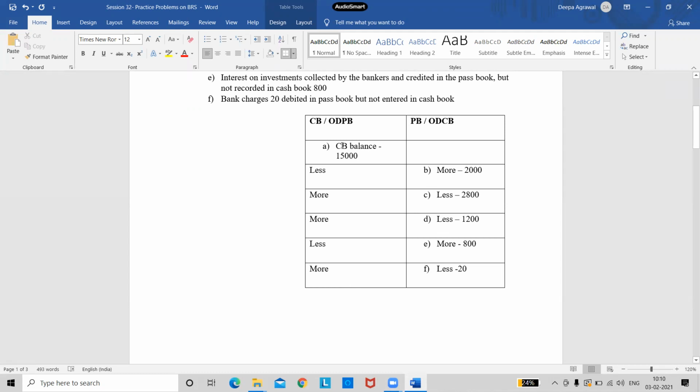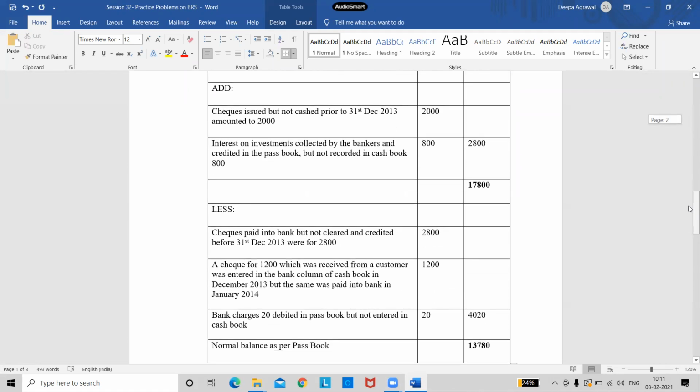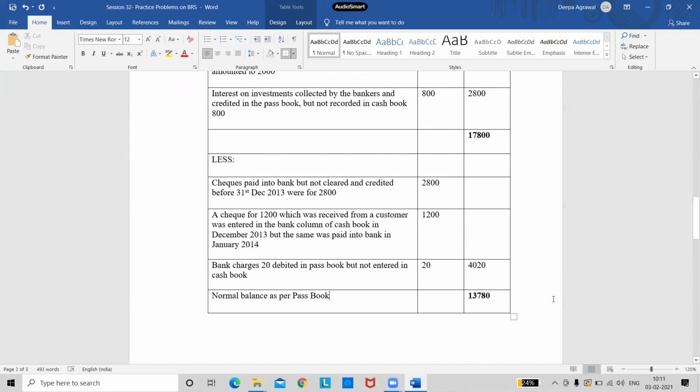So whenever cash book is given, I know that my answer would be passbook balance. But my answer has two options: either it can be a normal balance as per passbook or it can be an overdraft as per passbook. So when I'm doing this statement, at the end, if I'm getting a positive answer, it will be normal balance as per passbook, because I started with normal balance as per cash book. But if I get this number as a negative number, then my balance would be overdraft as per passbook.